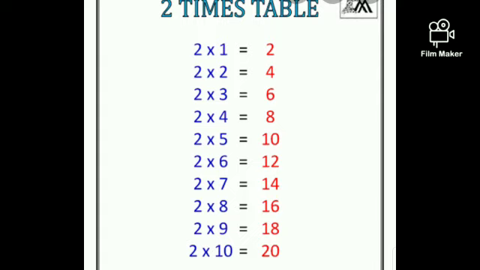Two ones are 2. Two twos are 4. Two threes are 6. Two fours are 8. Two fives are 10. Two sixes are 12. Two sevens are 14, two eights are 16, two nines are 18, two tens are 20.